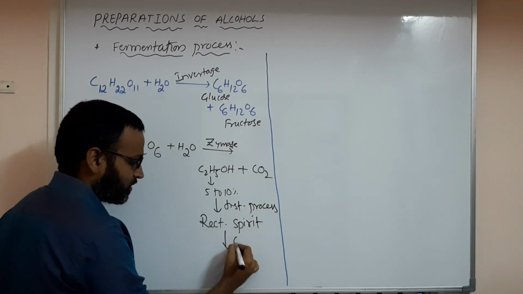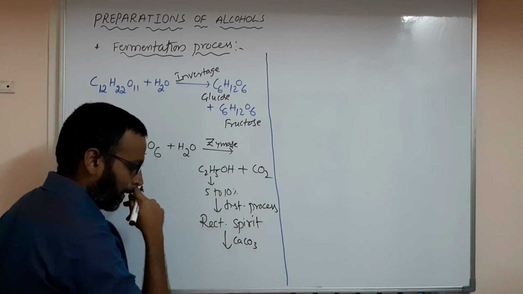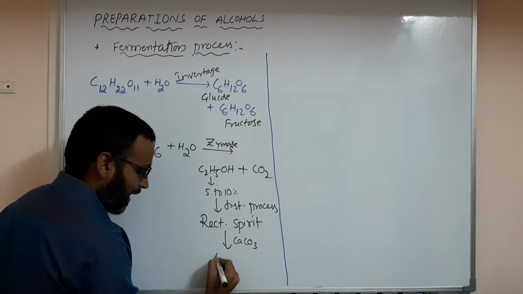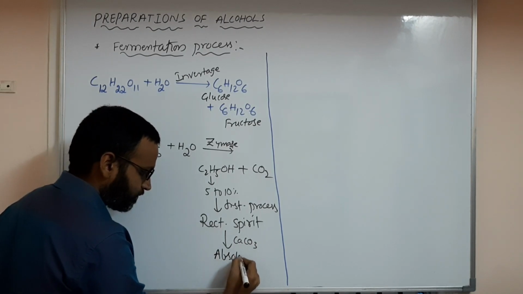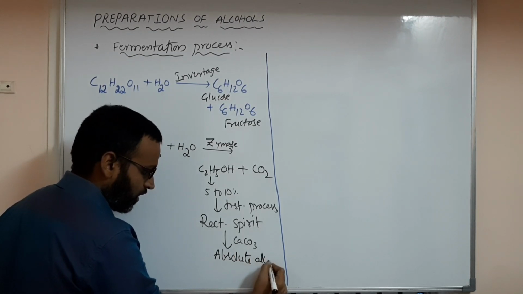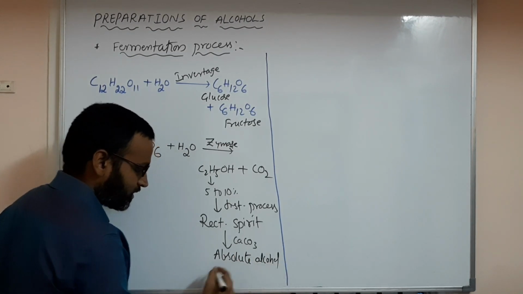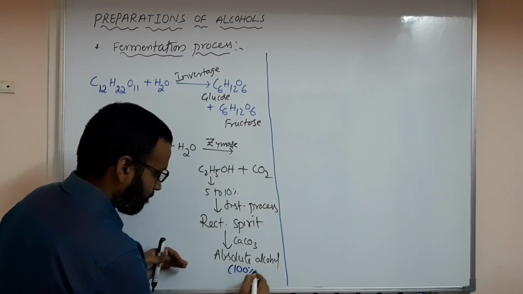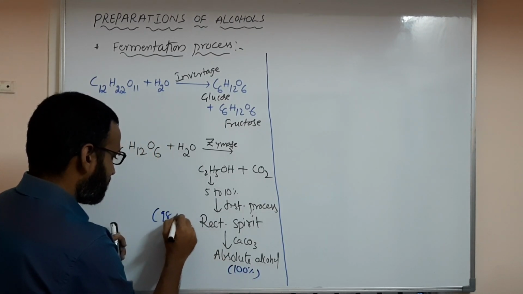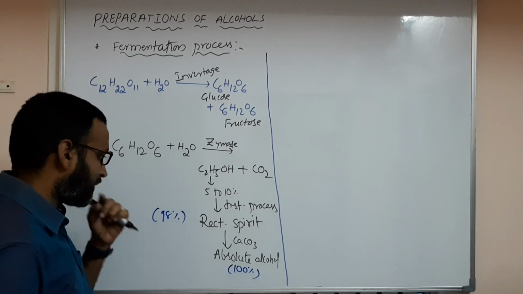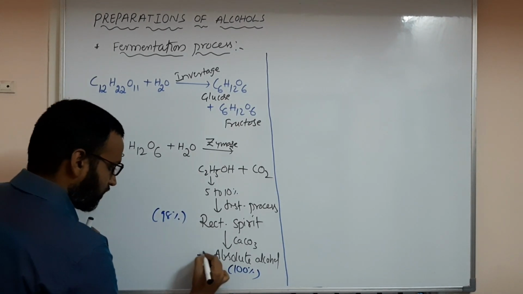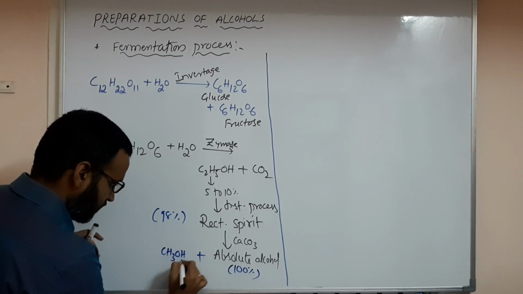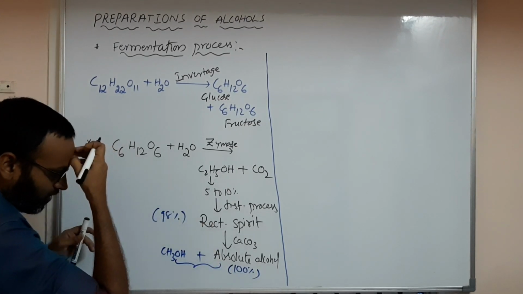Then when you are adding calcium carbonate or calcium oxide, it is converted to absolute alcohol. Absolute alcohol is how much percentage? 100%. Rectified spirit is how much percentage? 98%. Okay, this is the process. For absolute alcohol, if you are adding methanol, CH3OH, that is a denaturing of alcohol.